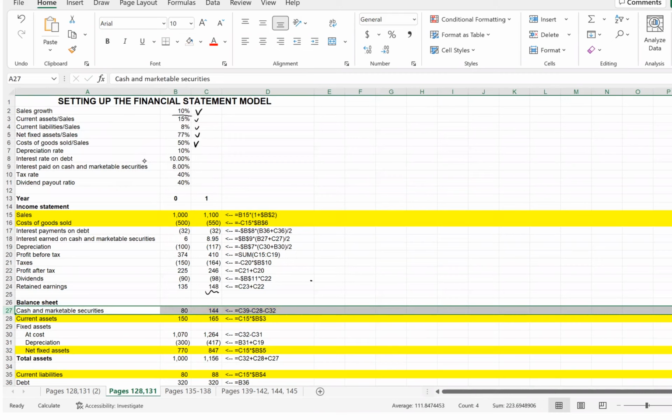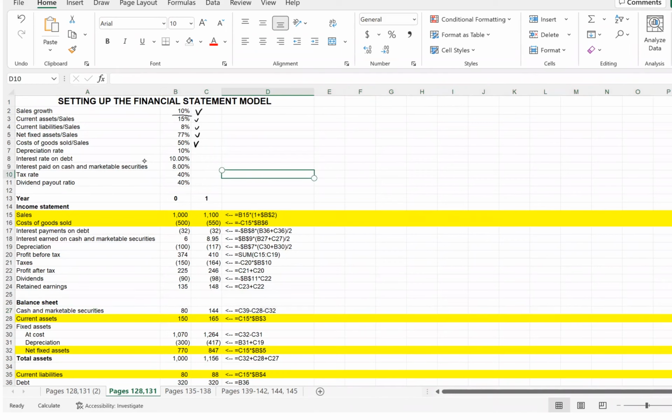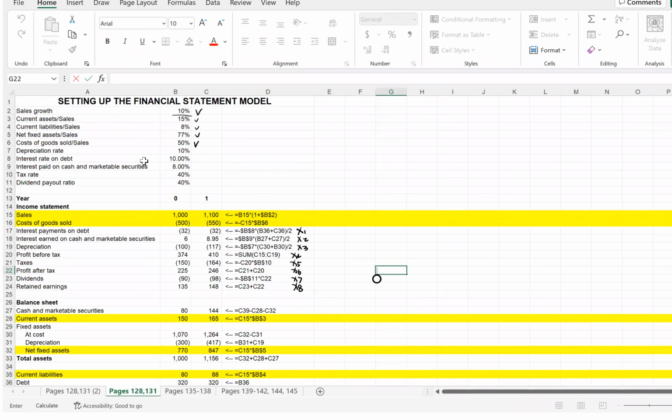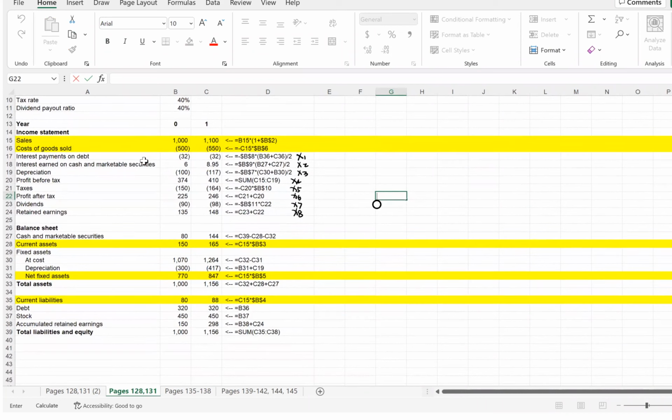And if you input the formula here and here, you'll get this number directly and these numbers directly. So we'll treat all these highlighted cells as known cells. So these are known variables. Therefore, we want Excel to solve for here, X1, X2, 3, 4, 5, 6, 7, 8. And I'm using X to represent these variables under the income statement.